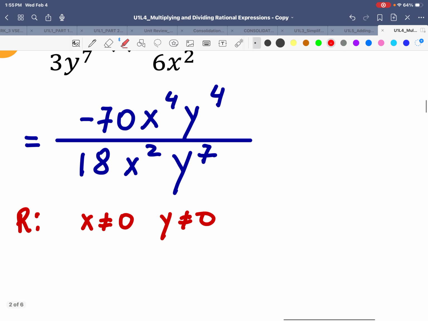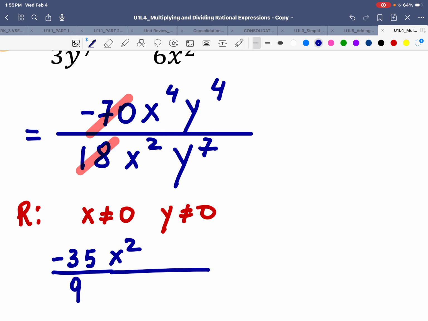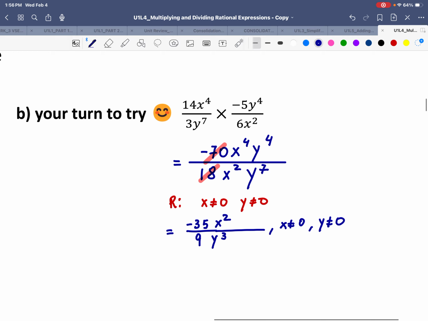Now we can start simplifying. We have 70 and 18. Well, they're definitely divisible by 2 because they're both even numbers. So that will give a negative 35 in the numerator and a 9 in the denominator. Now x to the 4 and x squared will give an x squared, and y to the 4 and y to the 7 will give a y to the power 3 in the denominator, okay? And that would be the simplified expression. And we're going to say that x shouldn't be 0 and y also shouldn't be 0. And that's the final answer.